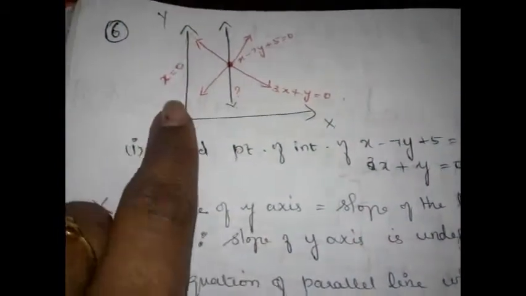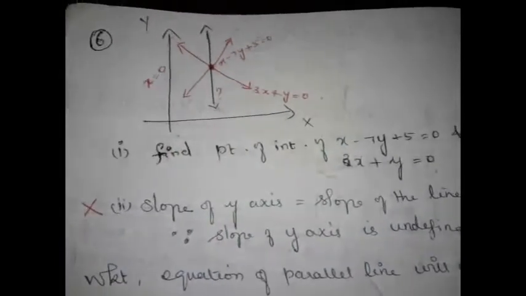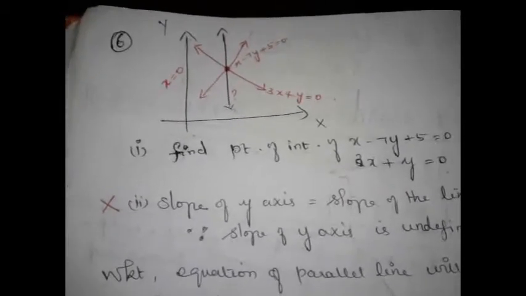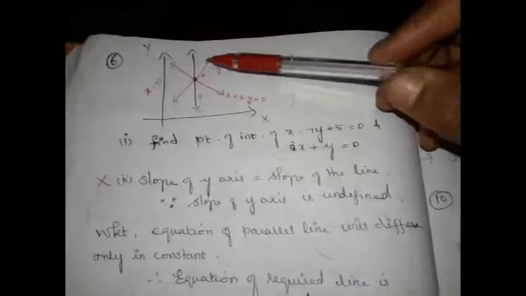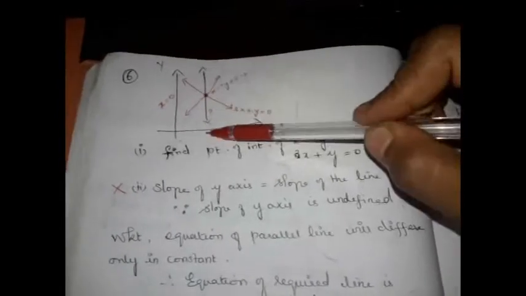So what will be the equation of this line which is parallel to the y-axis? The equation of the y-axis is x equal to 0. Therefore, the equation of our required line is going to be x equal to some constant k. So our aim is to find what k is. Once we find k, we can substitute it in place of k and give the equation. So how can we find that k? For that we need to go with the point of intersection. That point lies on our required line.